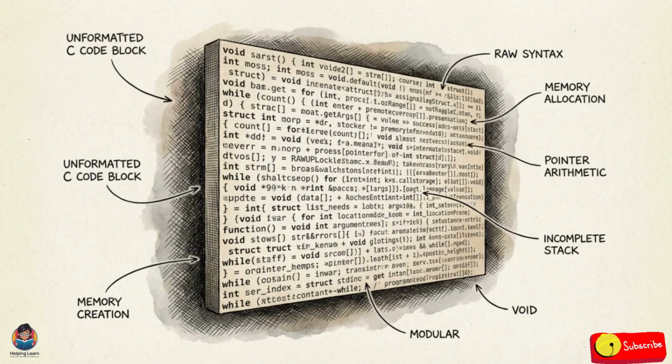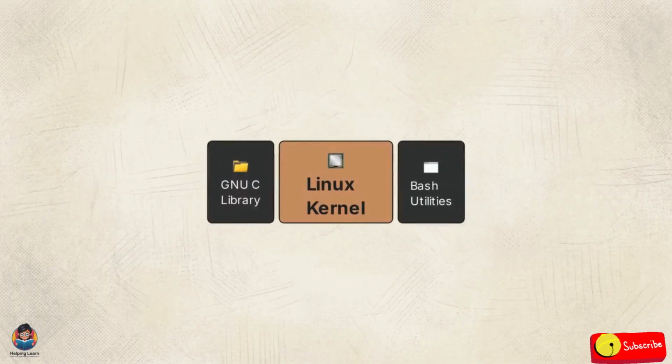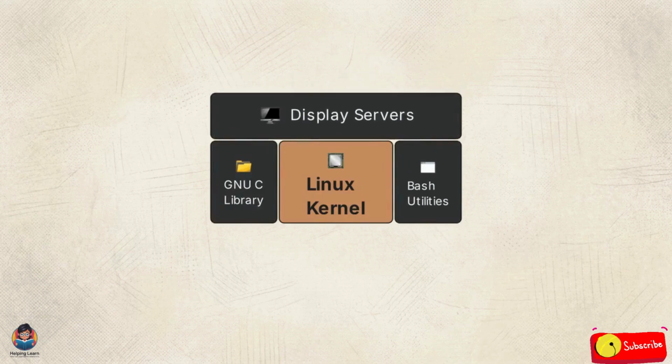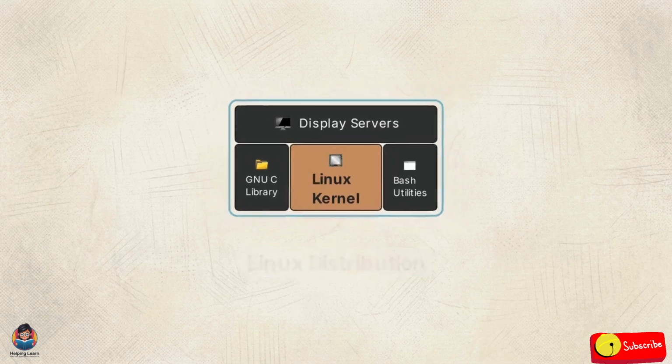Downloading just the raw Linux kernel leaves you with a useless environment. On its own, the kernel cannot even display a simple command prompt. To make the system usable, it requires an ecosystem of user space tools stacked on top, including the GNU C library, bash utilities, and display servers. When you combine the core kernel with a curated set of these user space tools, you get a complete package known as a Linux distribution.